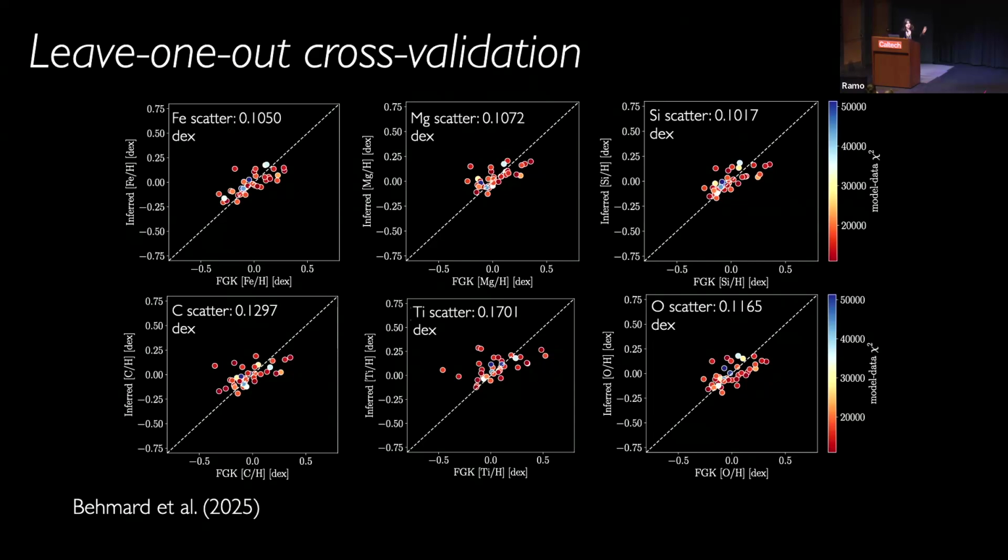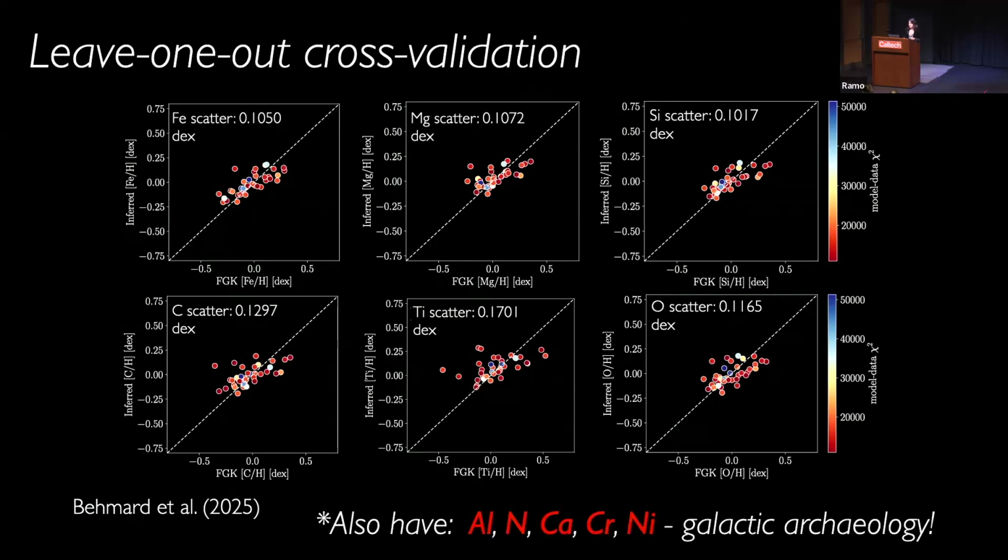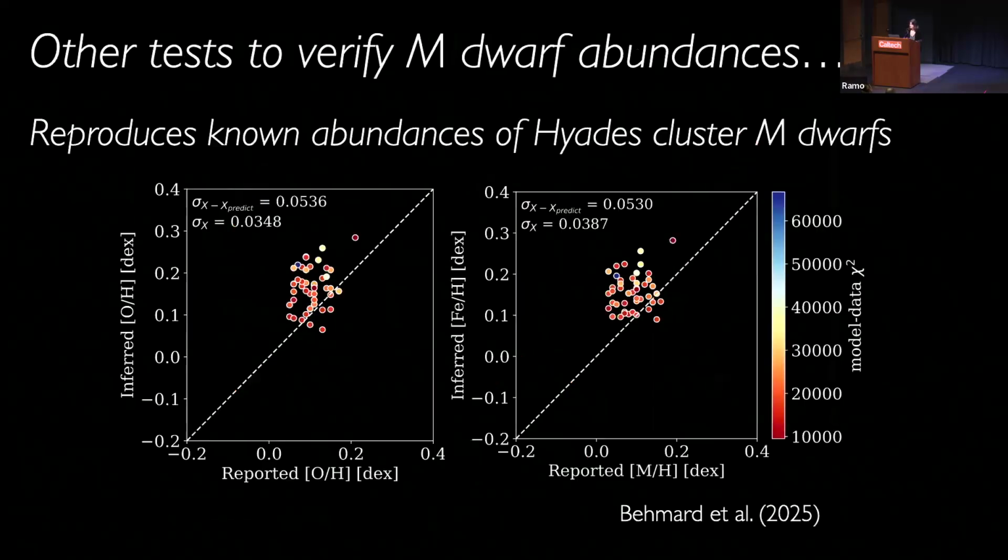And all of the panels here, as I said, correspond to different elements. I'm only showing ones that are pretty interesting for planet formation studies here: iron, magnesium, silicon, carbon, oxygen, titanium. But our model actually infers further abundances beyond this. So we also have aluminum, nitrogen, calcium, chromium, and nickel. And a lot of these elements are very interesting for galactic archaeology studies as well, beyond planet formation.